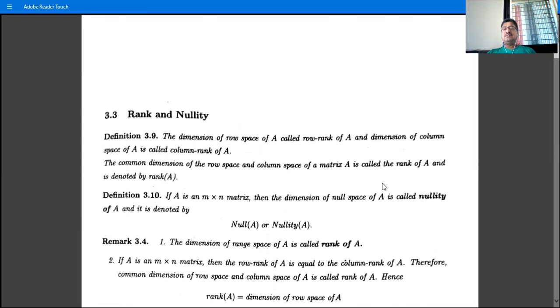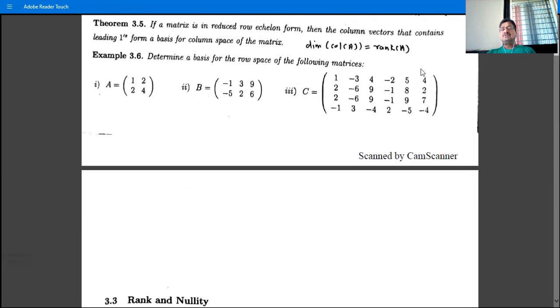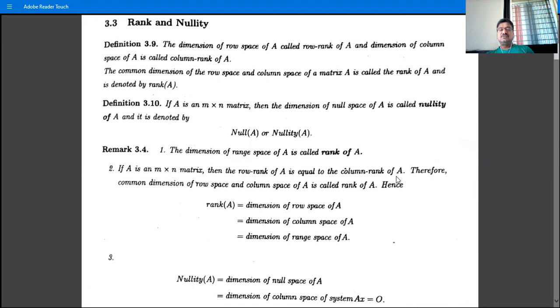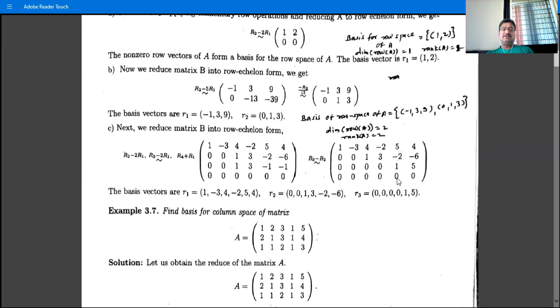Similarly, we have to find the rank and basis for row space of this matrix. So write first this matrix, and then we have to reduce this matrix to echelon form. That is, we have to reduce this 2 to 0, this 2 to 0, this minus 1 to 0. So R2 minus 2 R1, R3 minus 2 R1, and R4 plus R1. So these are the operations. So after these operations, we have this matrix.